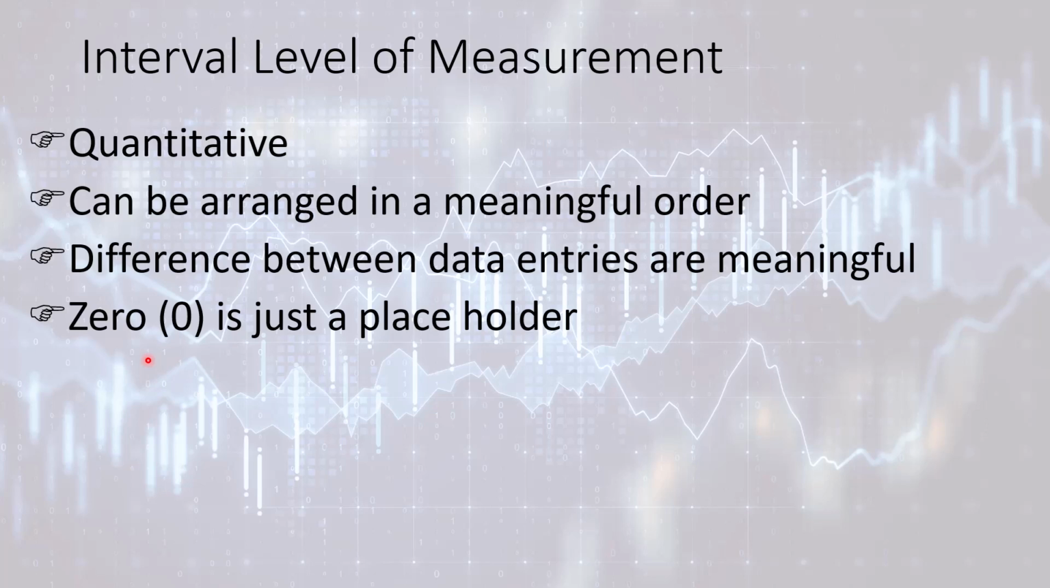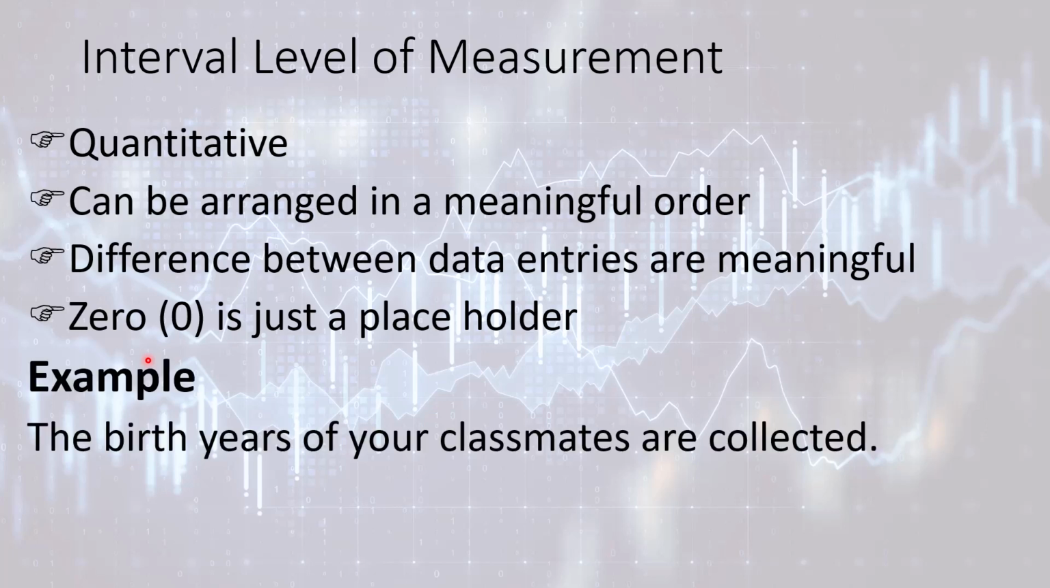Well, you'll understand that a little bit better when we talk about the last level of measurement. But once again, temperature in Fahrenheit and temperature in Celsius are examples of an interval level of measurement. The birth years of your classmates, also an interval level of measurement. Clearly, I was born in 1960, you guys were probably born in about 2001. Clearly, I'm older by a lot.